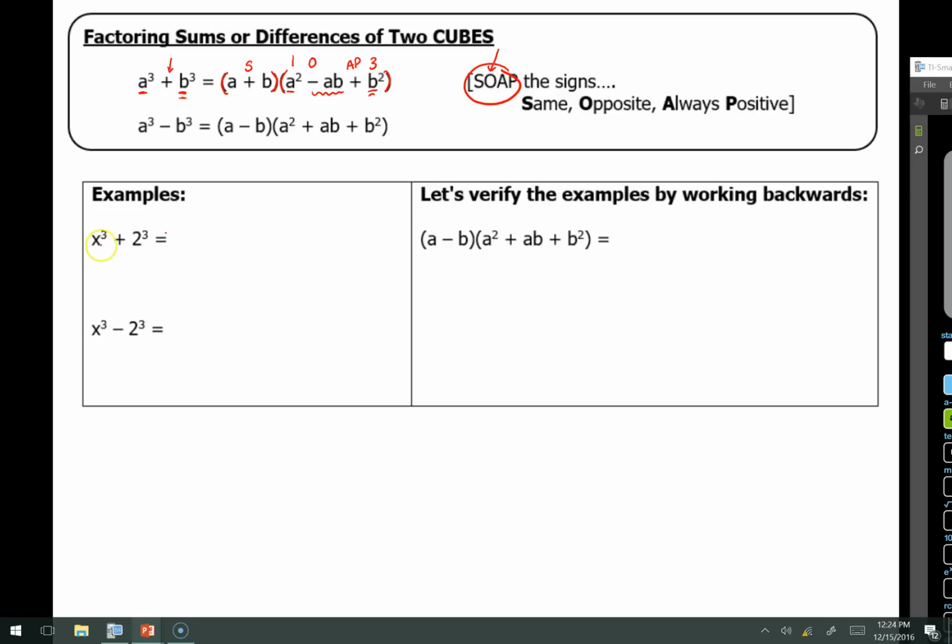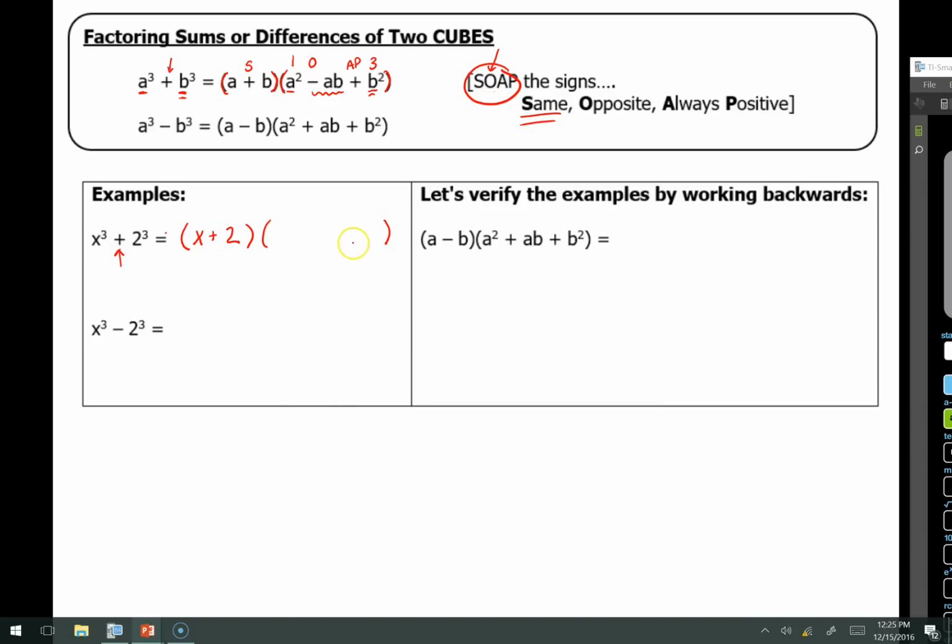So let's look at x to the third plus 2 to the third. Both of these are cubes and they're being added together, so that's a sum. So that means we can factor this by using this SOAP method. So I'm going to draw my two sets of parentheses. The one on the right is going to be a little bit longer because it's going to have three terms in it. The first one on the left is going to have my two bases, x and 2, and according to SOAP, I'm going to use the same sign as the original problem. It has a plus sign, so I'm going to put a plus sign.